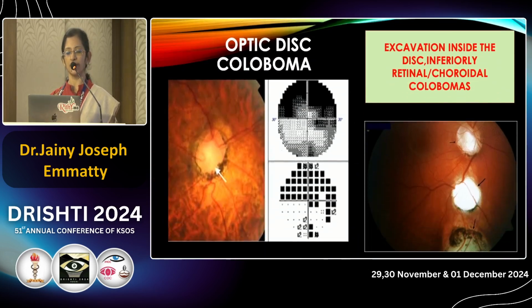Then this condition, optic disc coloboma. Usually if we properly examine the disc, even though the pallor mimics some cupping, the excavation is actually seen inside the disc, more inferiorly. It can be associated with retinal choroidal colobomas and associated visual field defects. Very dense defects can also be seen in optic disc colobomas.